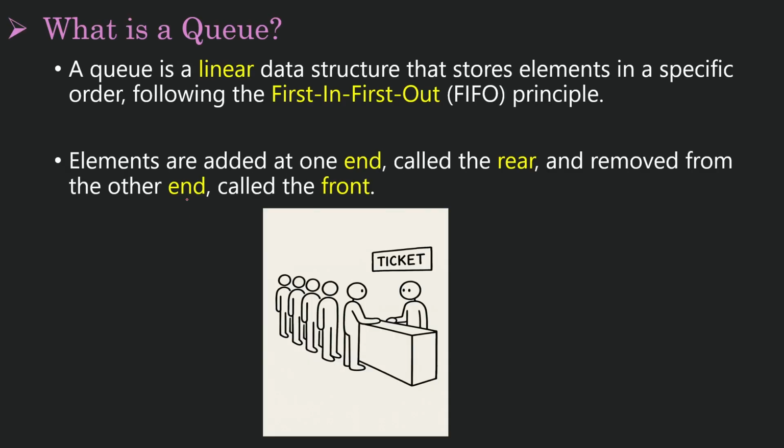What is a queue? A queue is a linear data structure that stores elements in a specific order, following the first-in, first-out (FIFO) principle. This means the first element added is the first one removed. Picture a line of people waiting at a ticket counter. The first person in line gets served first. Elements are added at one end, called the rear, and removed from the other end, called the front.